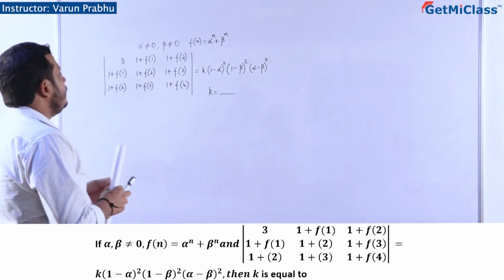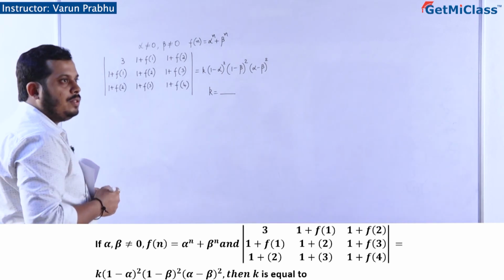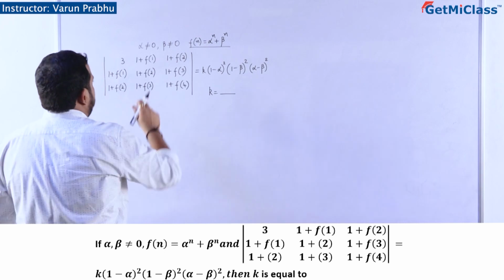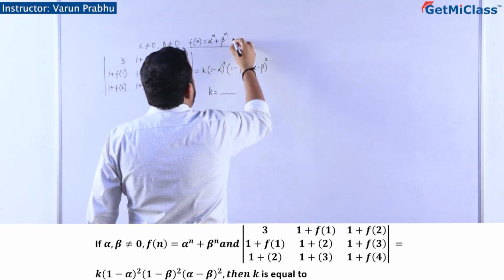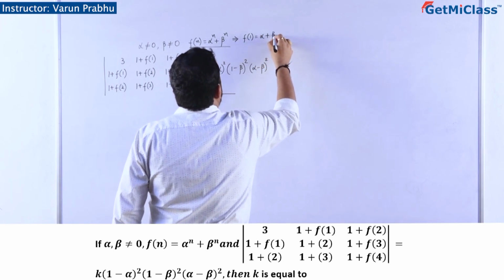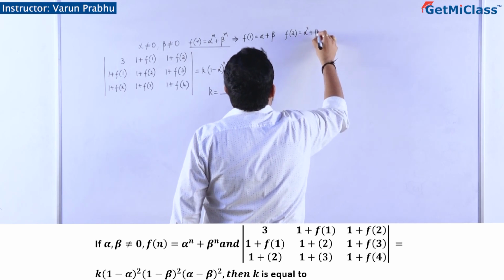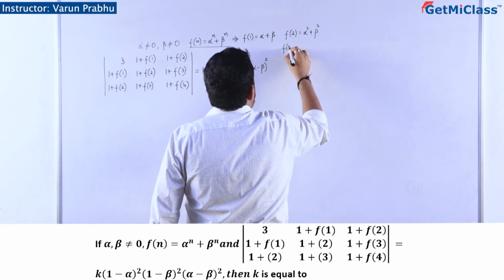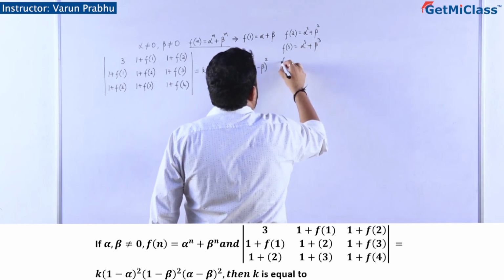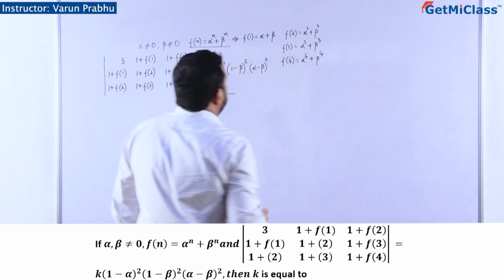If you look at this question, students, this is a question asked in the IIT exam. Alpha is not equal to 0, beta is not equal to 0, and there is a function defined as f of n is equal to alpha to the power n plus beta to the power n. So this only means to say that f of 1 can be written as alpha plus beta, is it right? f of 2 can be written as alpha square plus beta square, is it not? And f of 3 can be written as alpha cube plus beta cube, and f of 4 can be written as alpha to the power 4 plus beta to the power 4. This is the meaning of it.